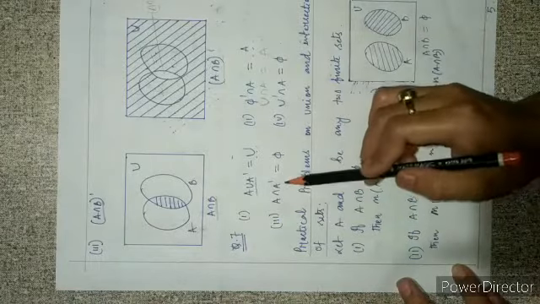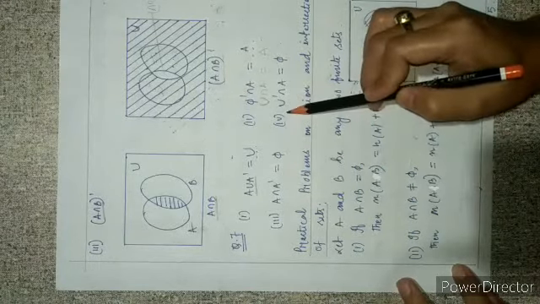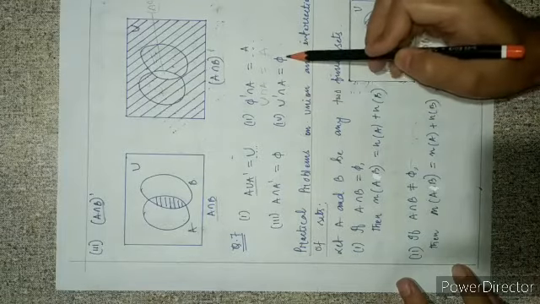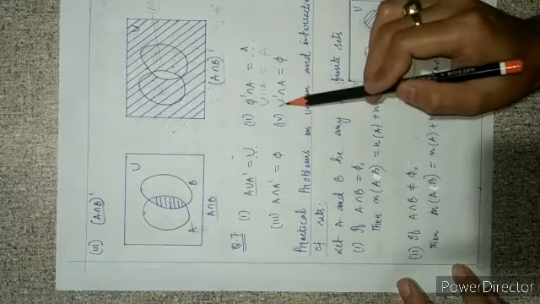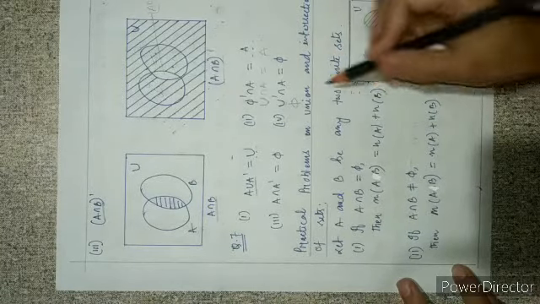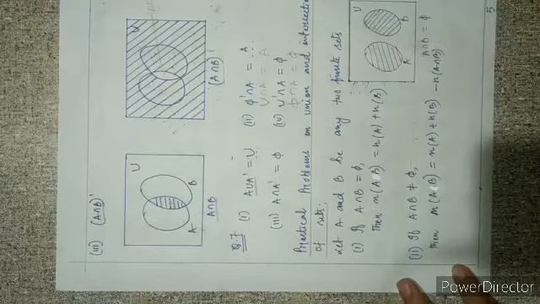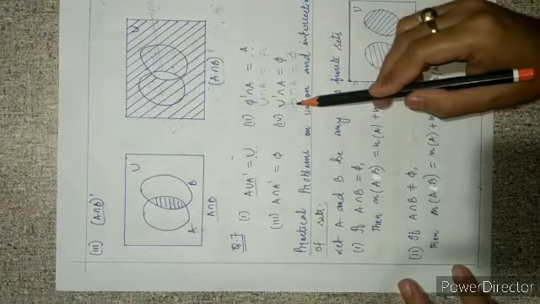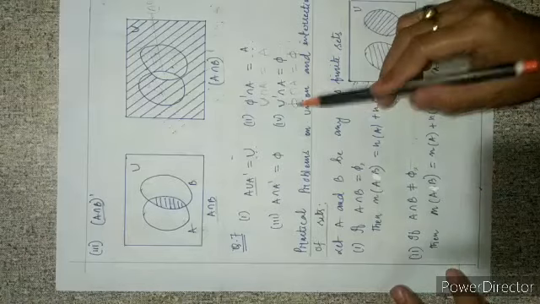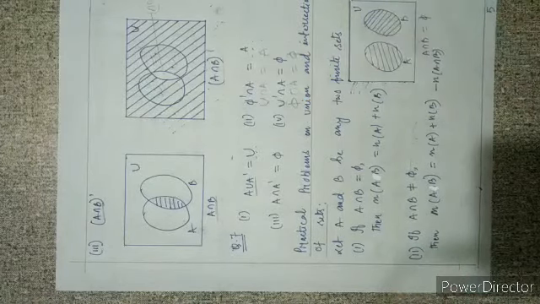Number 3, A intersection A dash will be equal to phi. Roman number 4, U dash intersection A is equal to phi. Since U dash, the complement of the universal set, is equal to phi, and phi intersection set A will be equal to phi, since phi is an empty set. Empty set means having no element. So that was question number 7.